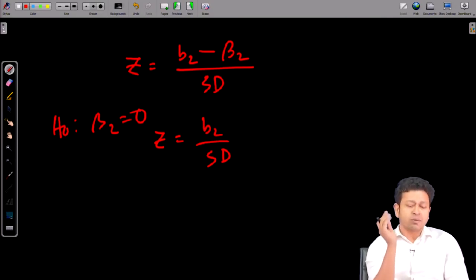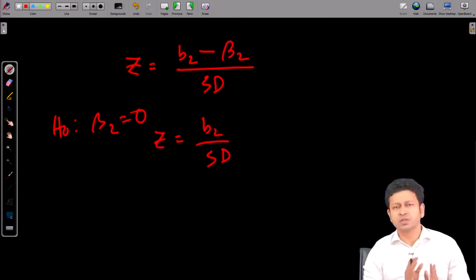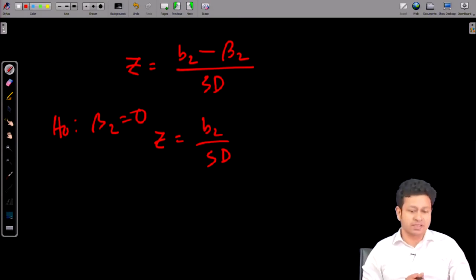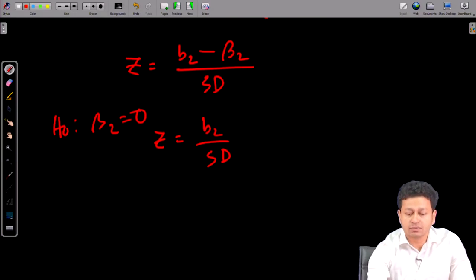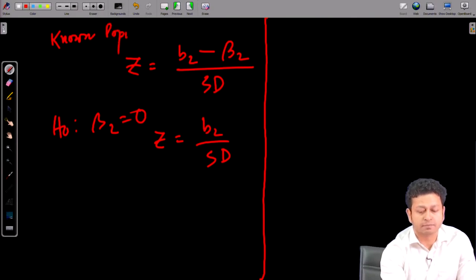Now you create your confidence interval. You can take whatever alpha value you want, 5%, 1%. Usually you take 5%, for a 95% confidence interval. You get your z value, and you create that confidence interval. If your z value goes beyond the confidence interval, you reject your null hypothesis. That's how you do the hypothesis testing here. Now, this is for known population parameters.